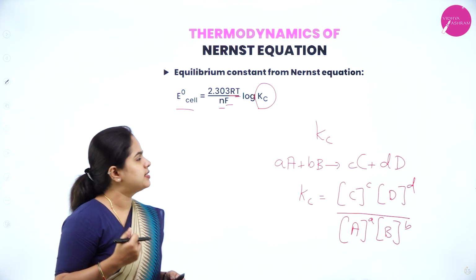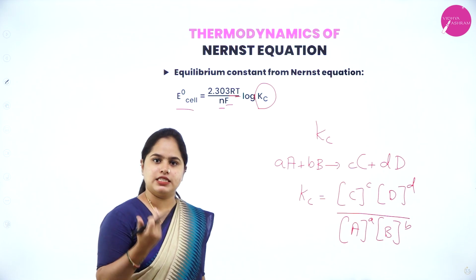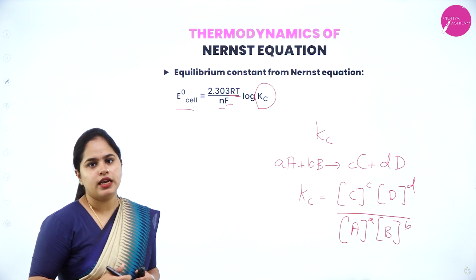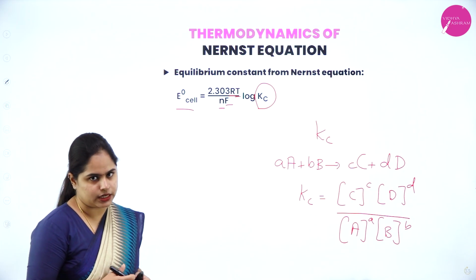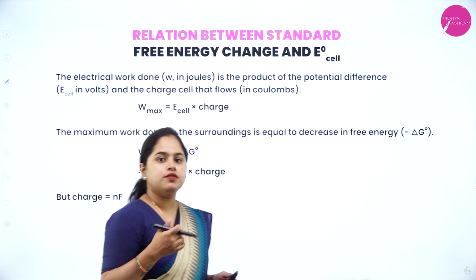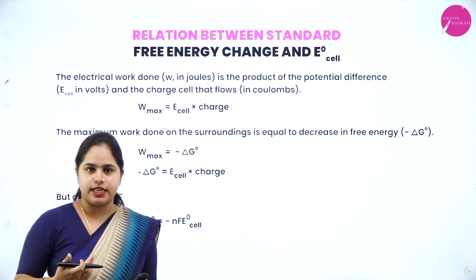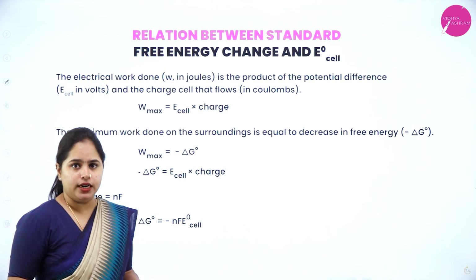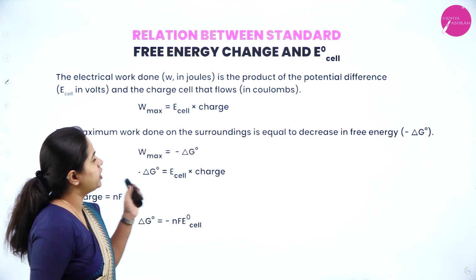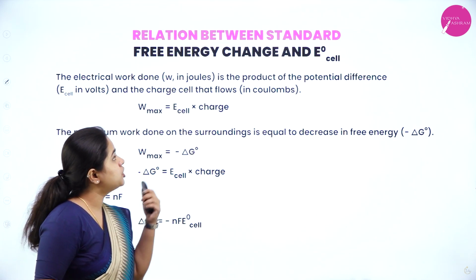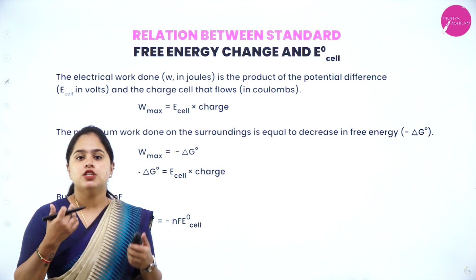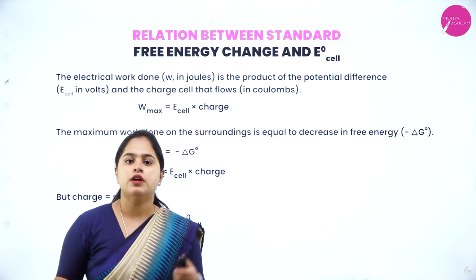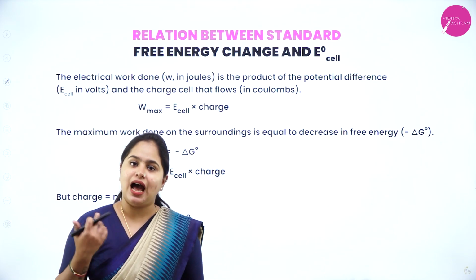We have already studied this. And log Kc, Kc stands for again the equilibrium constant. So this is a very, very important equation which is important for the numericals. So now moving on to the next equation, which is the relationship between E naught cell and Gibbs free energy. So the electrical work done is the product of the potential difference and the charge that flows. Okay, so how do you calculate the work done first? It is the product of the potential and the charge.